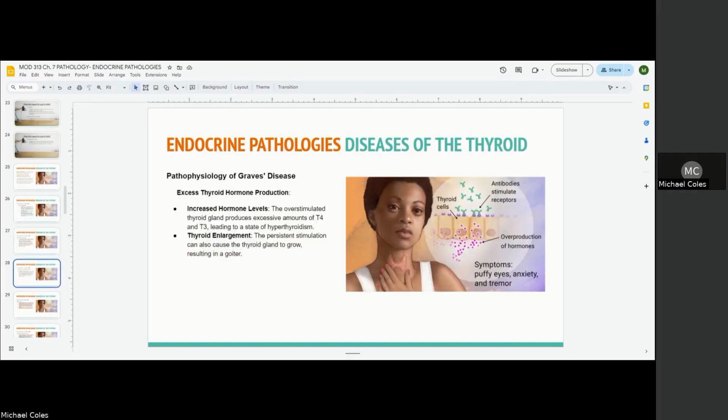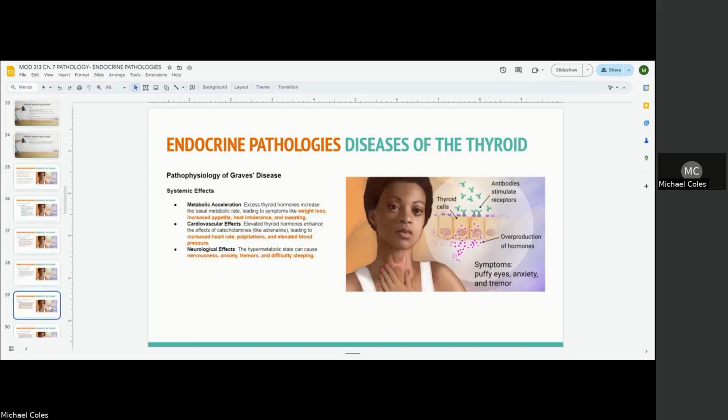Then you're going to have thyroid enlargement because of this overproduction, right? You're making too many things, so these are backing up in the warehouse. This is going to cause acceleration of their metabolism, increased weight loss. They're going to have increased appetite, heat intolerance, right? And sweating. So they might get very dehydrated very quickly.